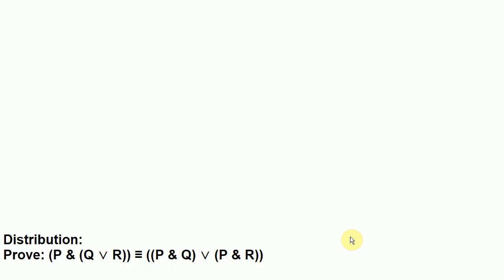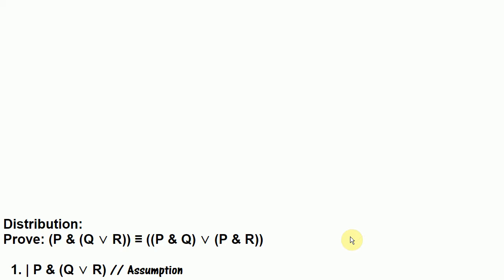We have P and (Q or R) is materially equivalent to (P and Q) or (P and R). And we're going to start by assuming what we have on the left side of the biconditional, and we'll try to demonstrate what we have on the right-hand side, and then we'll go in the reverse direction. So we start by assuming P and (Q or R). And what we want to prove now is (P and Q) or (P and R), this expression right here.